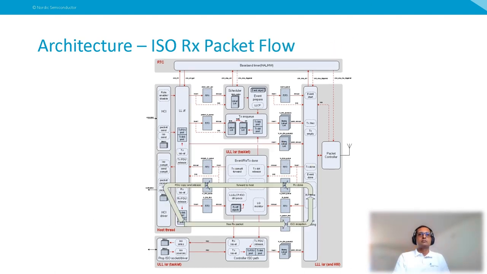This is now a detailed illustration of the ISO data receive data flow. Free ISO RX data buffers reside in a pool in the thread execution context and are populated, or enqueued, into a free RX packet queue. The lower link layer will dequeue these free RX buffers to be made available to the radio hardware. And then the radio hardware will receive ISO data from the peer.